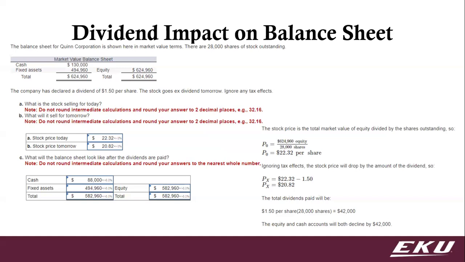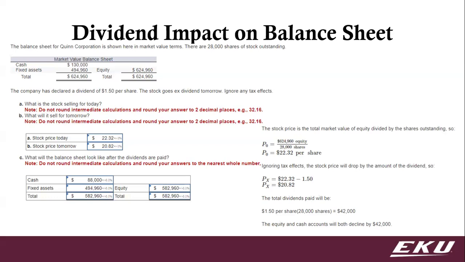So what does the stock sell at today? Well, you see the total value of the equity is 624,960, and there's 28,000 shares outstanding. So you just divide total equity by total shares of stock, and that tells you the equity per share, and that's 22.32, right? What does it sell at tomorrow? Well, if I want to pay $1.50 as a dividend, then the share price will go down by $1.50, right?